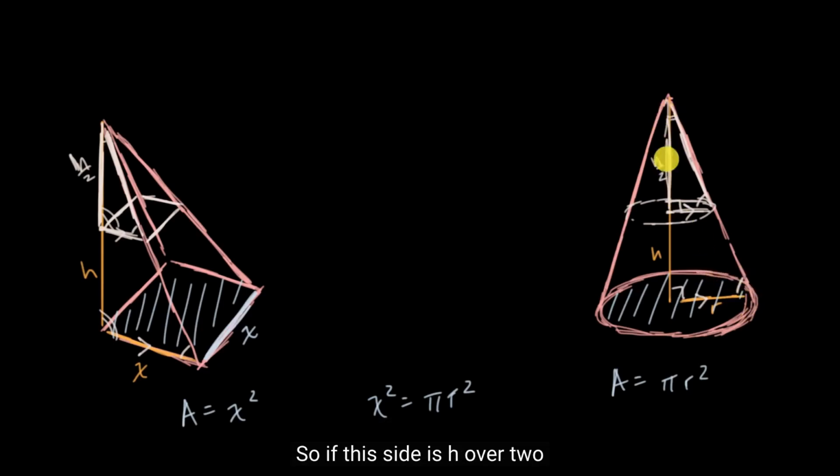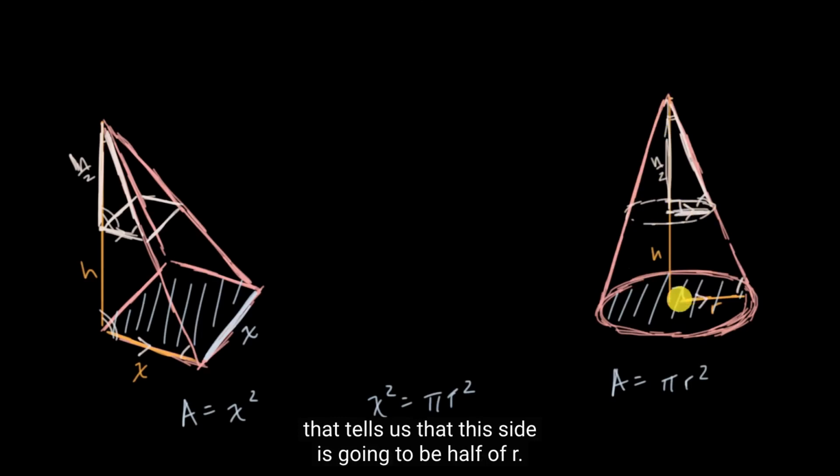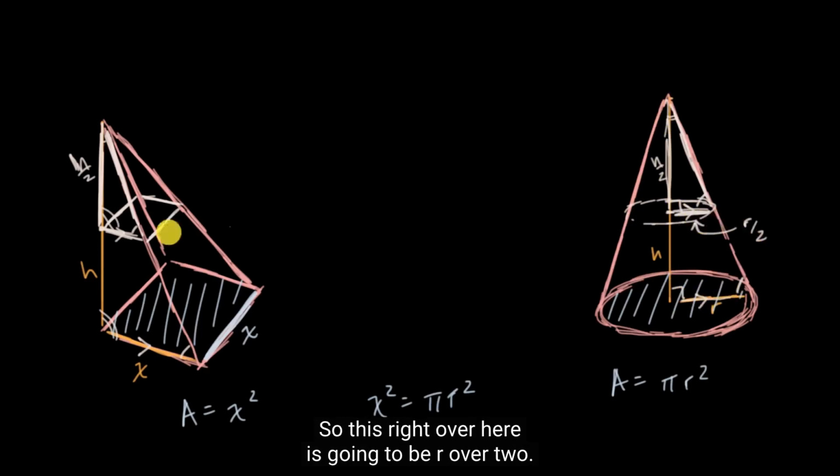So if this side is h over 2 and the entire height is h, so this is half of the entire height, that tells us that this side is going to be half of r. So this right over here is going to be r over 2. And this side over here, by the same argument, is going to be x over 2.